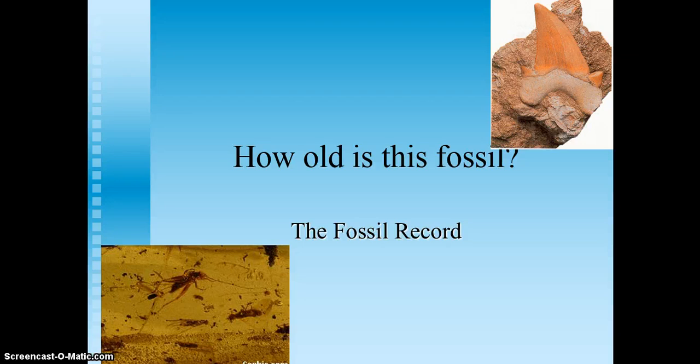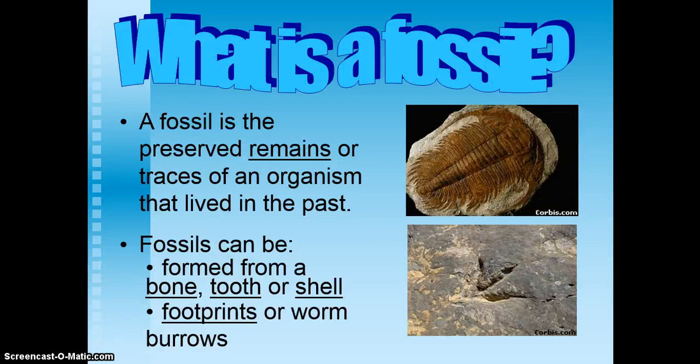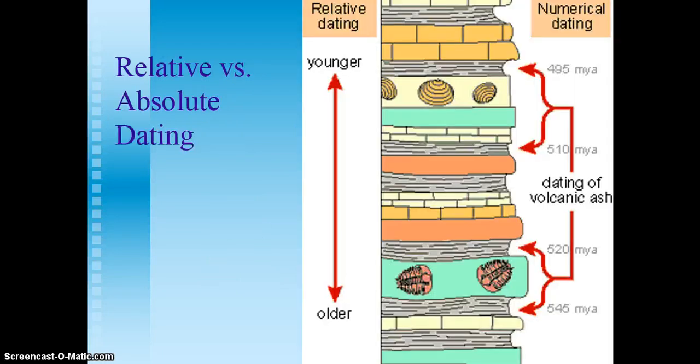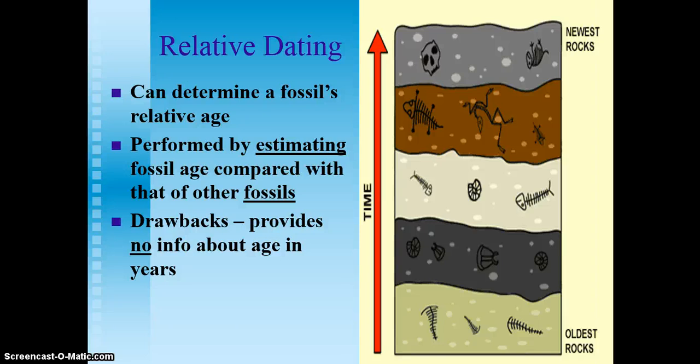Let's look at the fossil record. First of all, what is a fossil? A fossil is the preserved remains or traces of an organism that lived in the past. Fossils can be formed from bone, tooth, or shell, footprints, or worm burrows. So how do scientists determine a fossil's age? Well, there's two main ways. One is relative dating, the other is absolute dating.